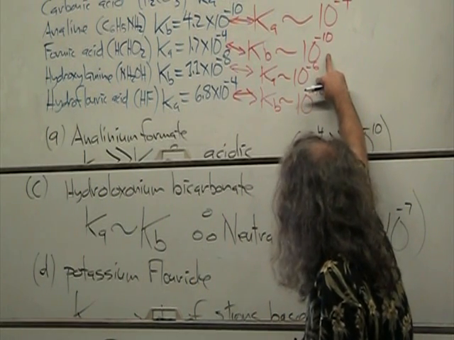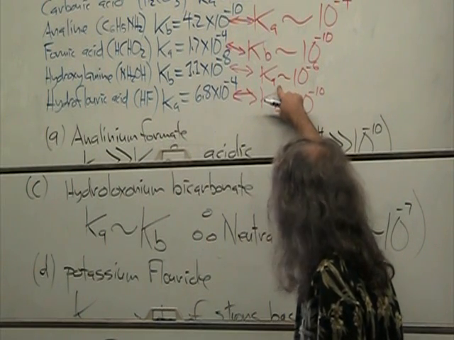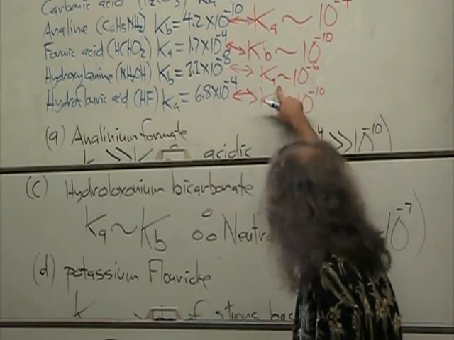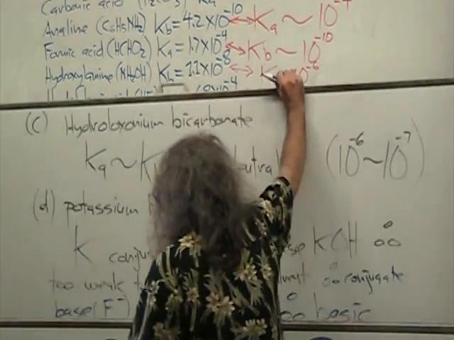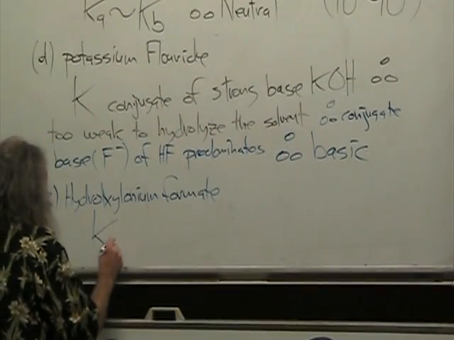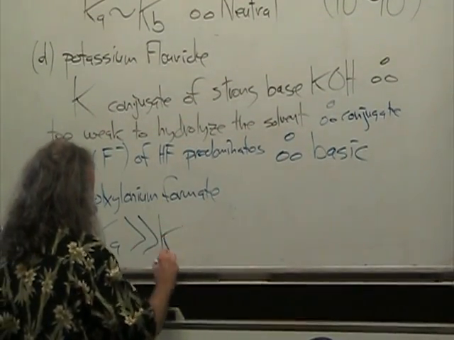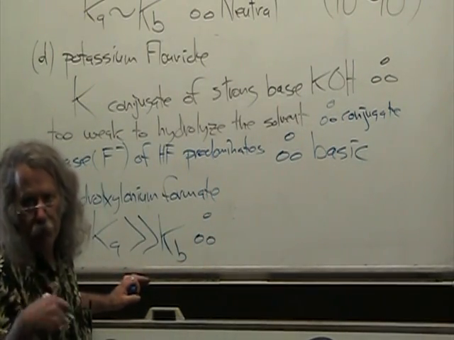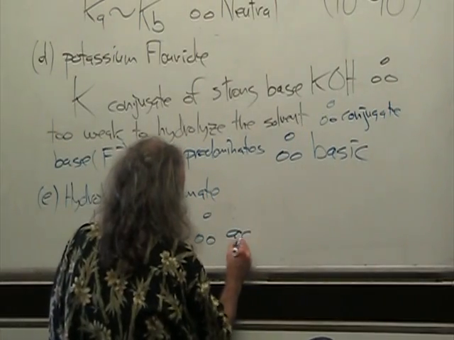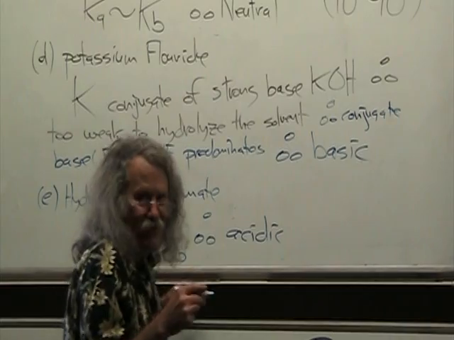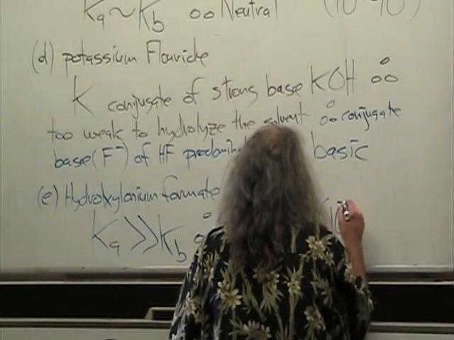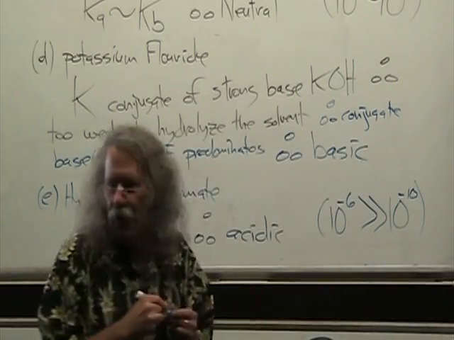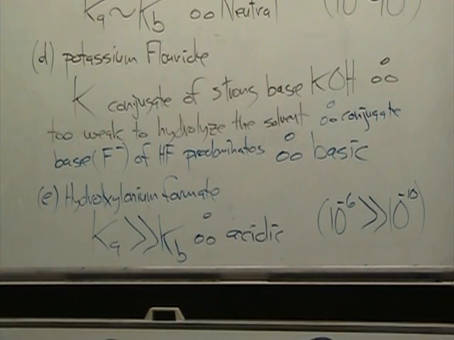So that means that the hydroxylonium, the conjugate acid of hydroxylamine, is going to predominate. And so Ka is much greater than Kb. Therefore, what's it going to be? Acidic. Yeah, because 10 to the minus 6 is much greater than 10 to the minus 10. Okay? And that wraps that problem.